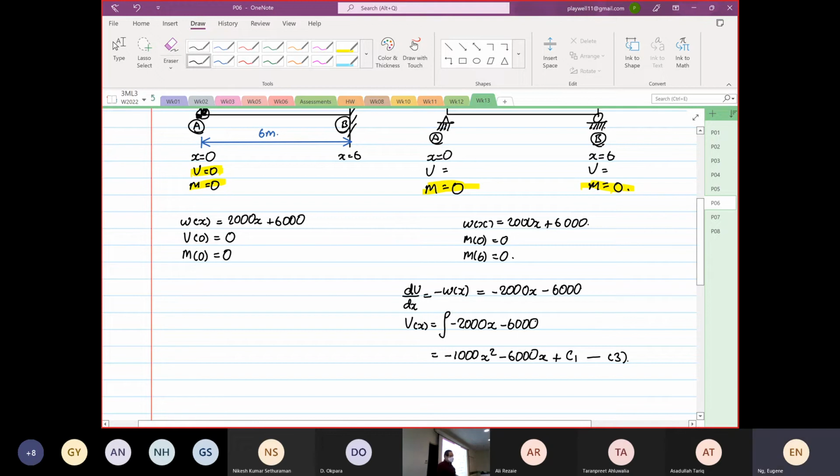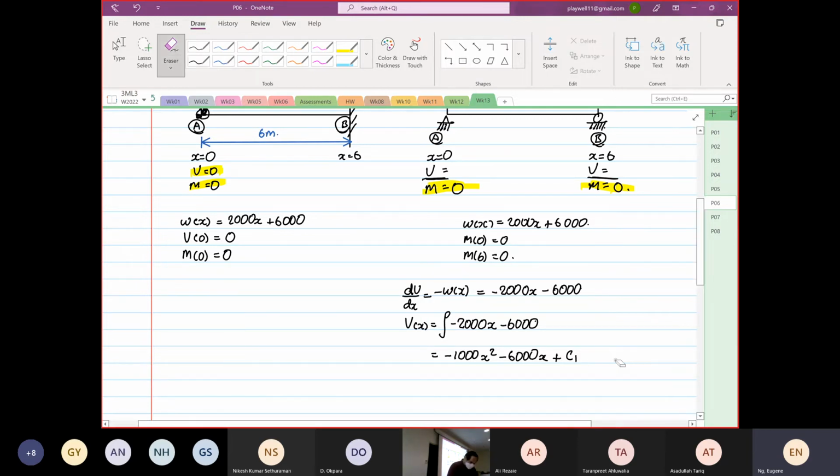Now, can we find C1? The answer is no, because our boundary condition does not work for the shear force. Our boundary condition will not work on the shear force. So if you cannot do anything, we have to move on. We cannot say this is engineering. We are not a banker. A banker, 0 + 0 can be plus 10,000. We are not. We are engineers.